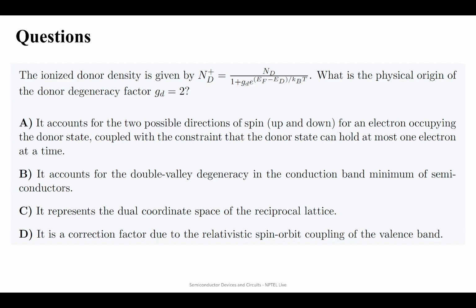It accounts for double valley degeneracy in the conduction band minimum of semiconductors. It represents the dual coordinate state of the reciprocal lattice. It is a correction factor due to relativistic spin-orbit coupling of the valence band.